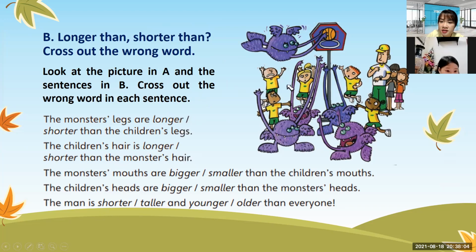Longer or shorter, the monster's legs? Shorter. This one is shorter, okay? Wait for me a little bit. It is here.